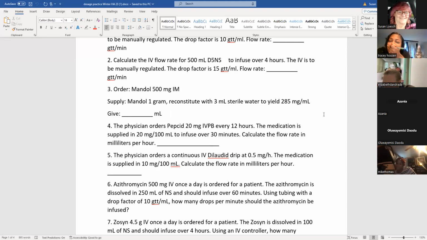Do you have any more questions with these types of reconstitution problems? Yes. Can you send it to us, please, so we can practice? Thank you. I did this so wrong. I didn't think.